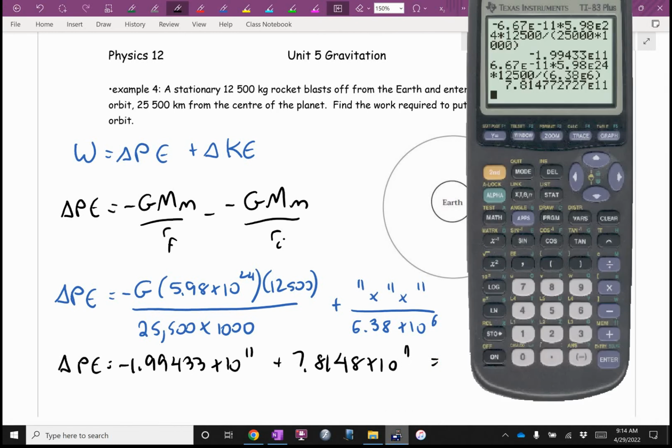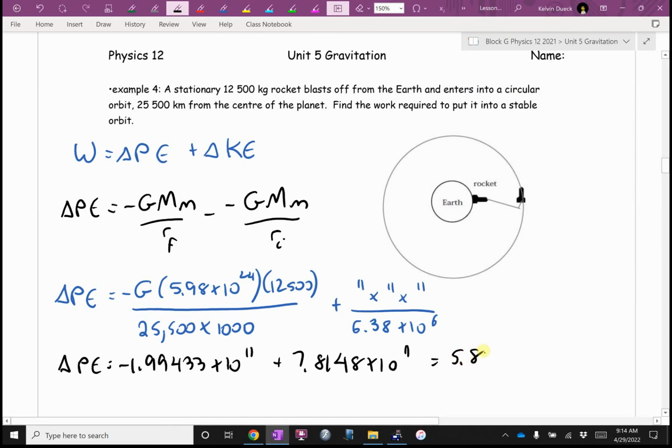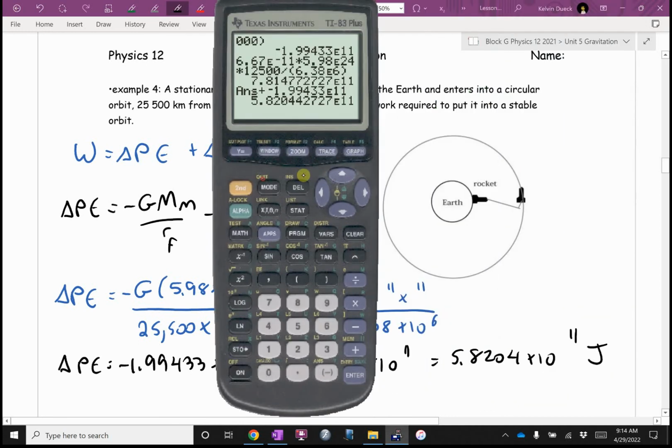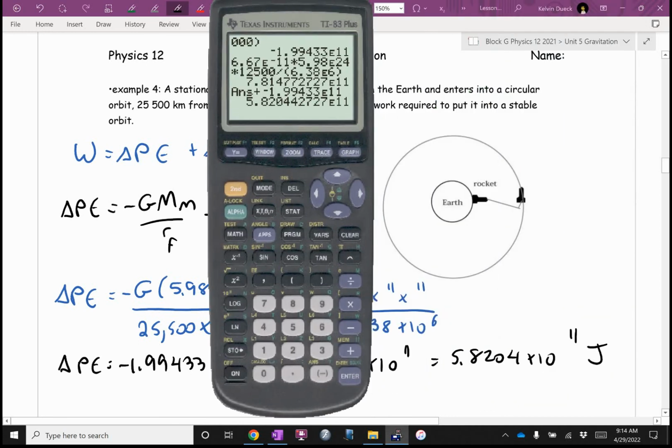Now I'm going to combine these. So it's going to be that number plus negative 1.99433 times 10 to the 11. And I find the change in potential energy is 5.8204 times 10 to the 11th joules. Did I read that right? Yeah, it looks good.